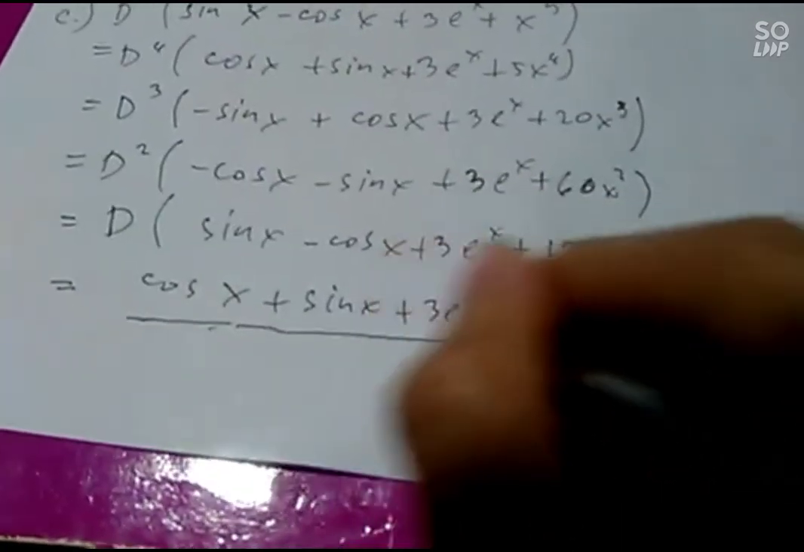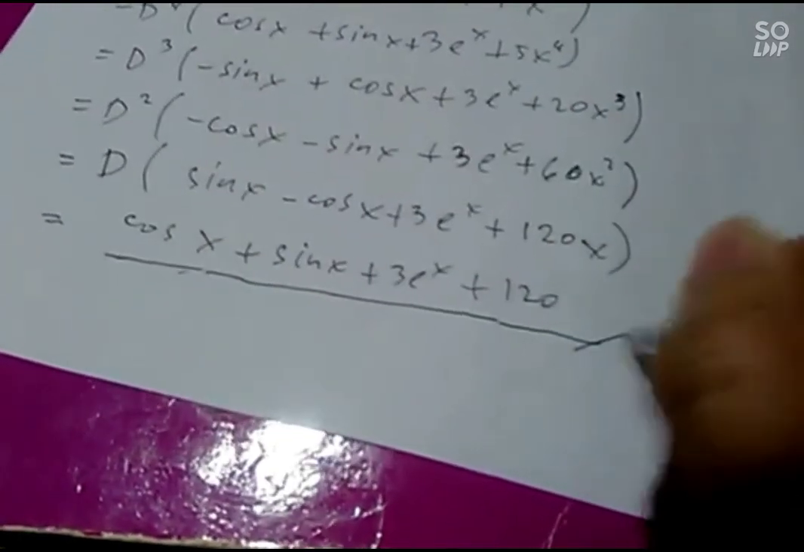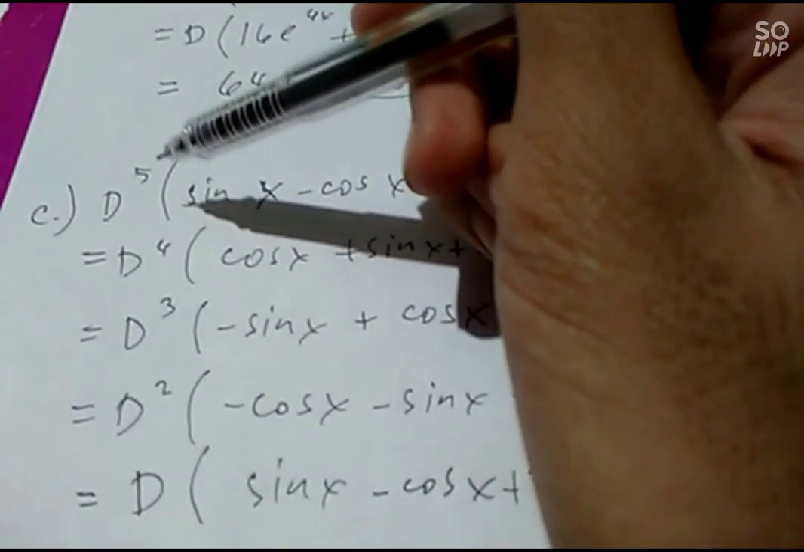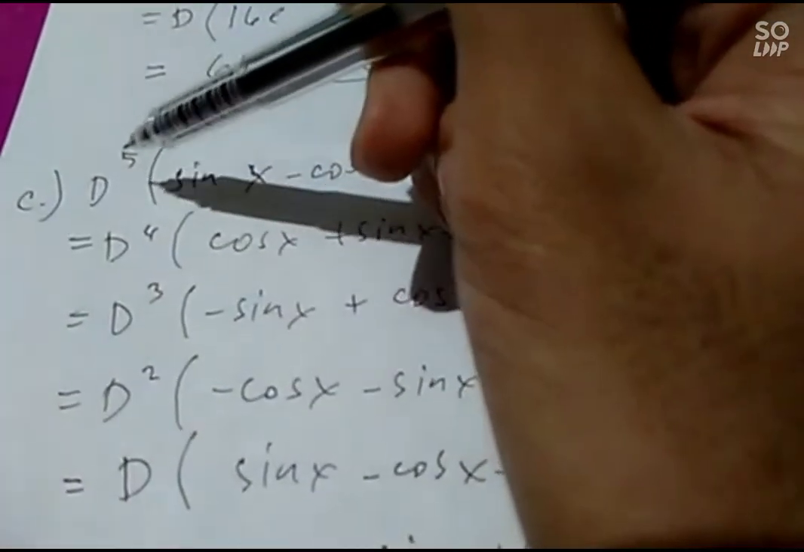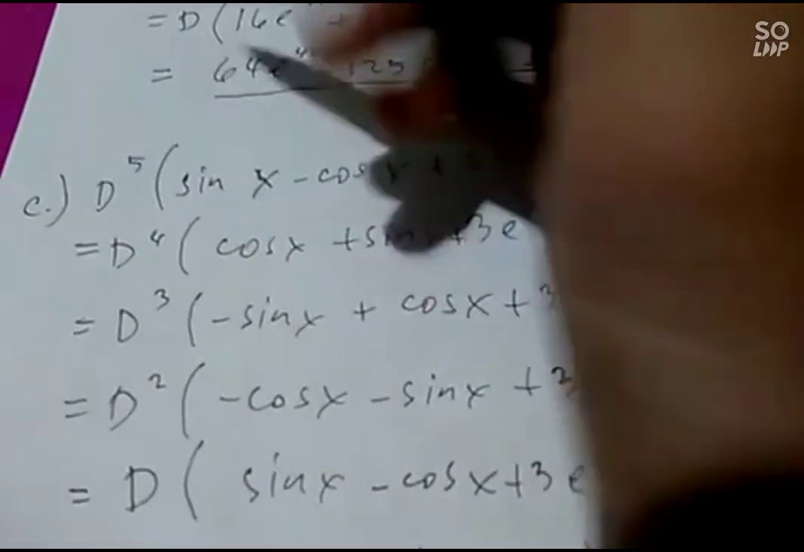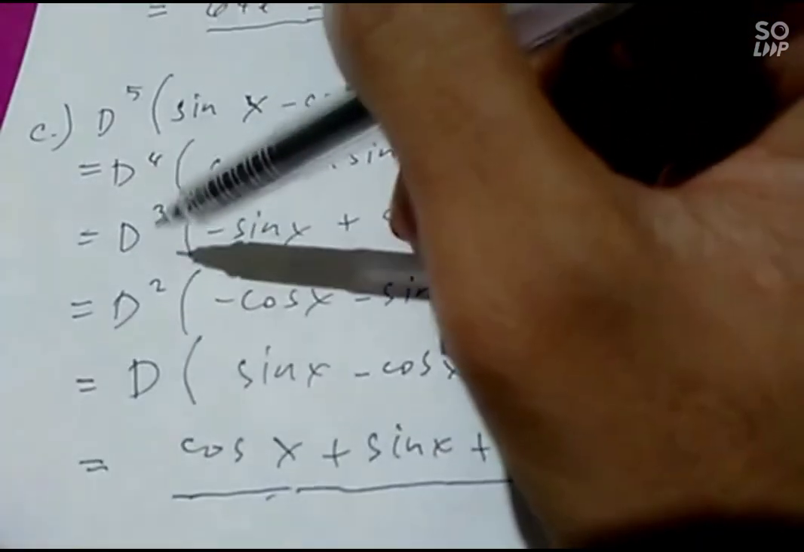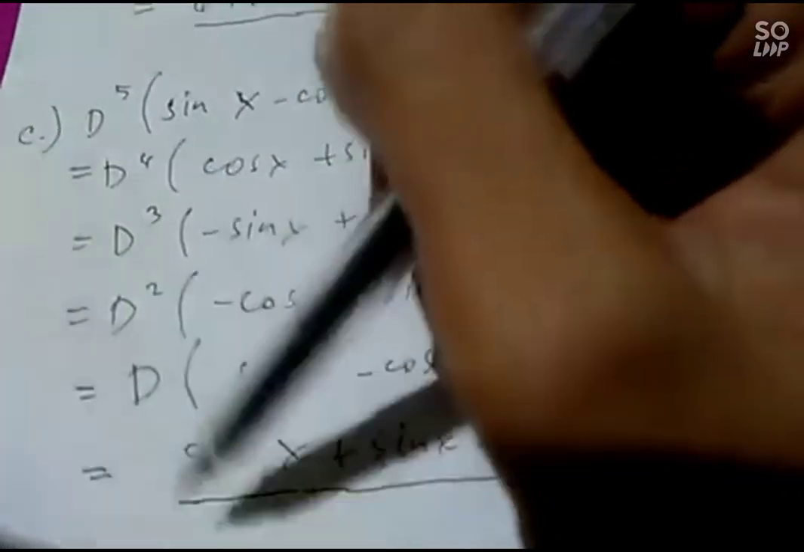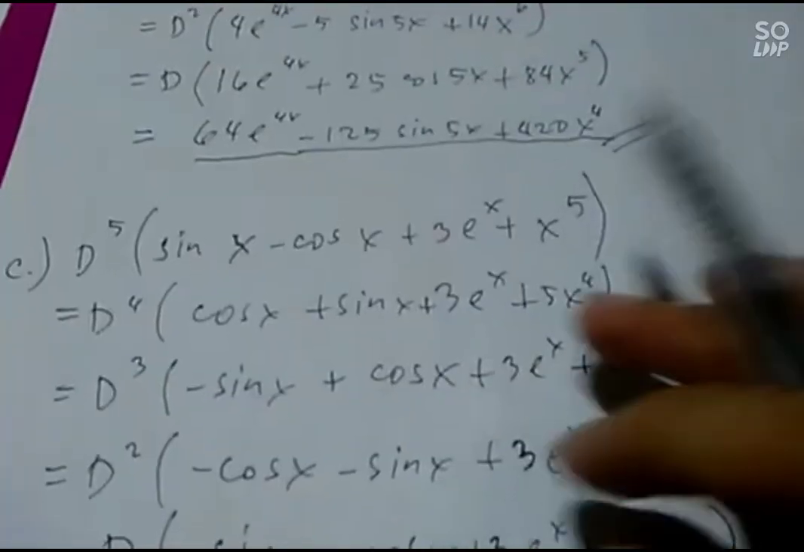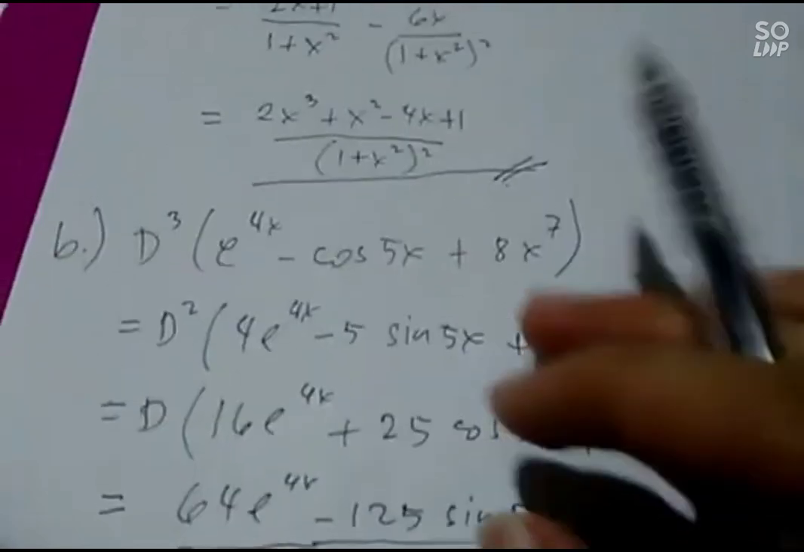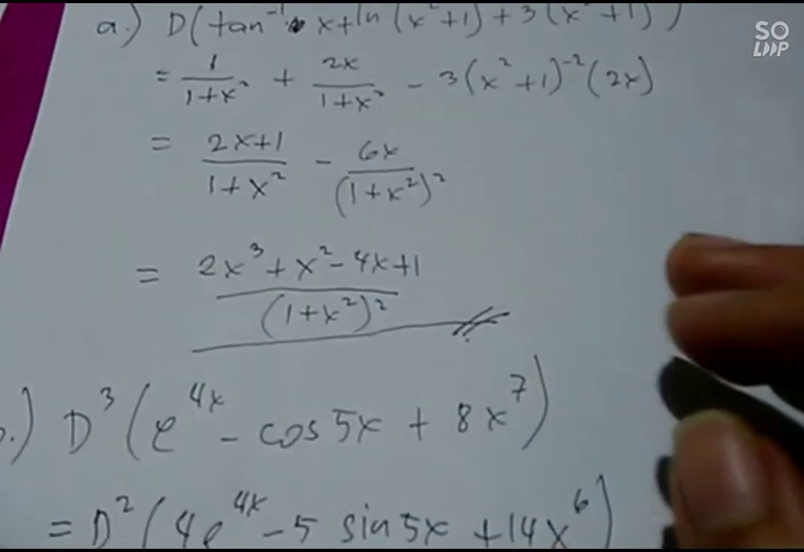Differential operator. We also note that based on its exponent value, which is 5, we have 5 derivatives: 1, 2, 3, 4, then the last. So these are some examples about the differential operators.